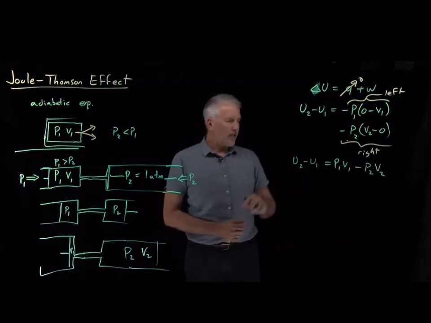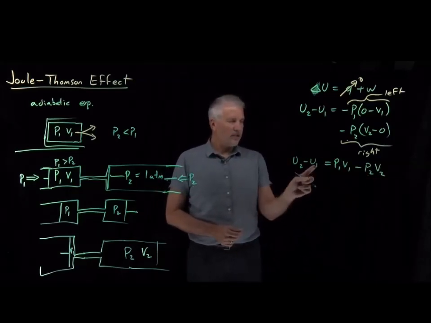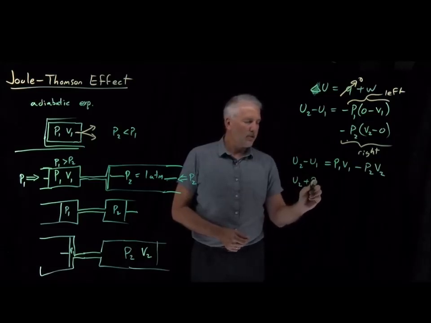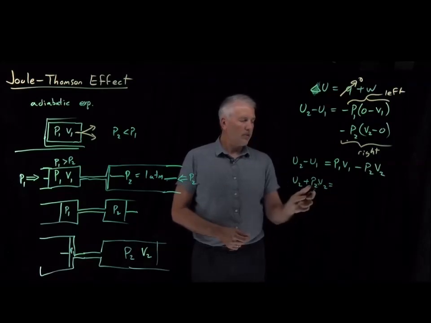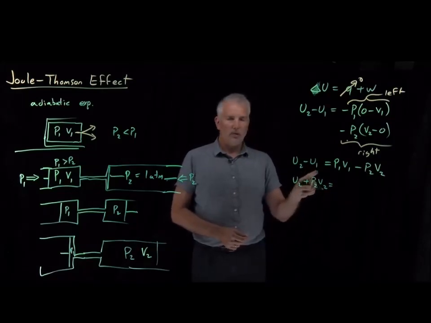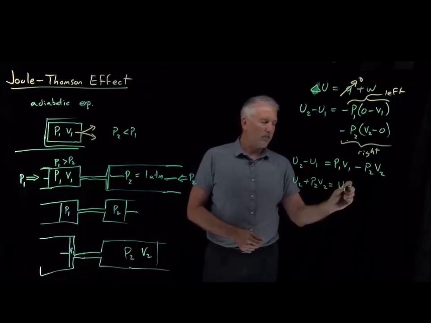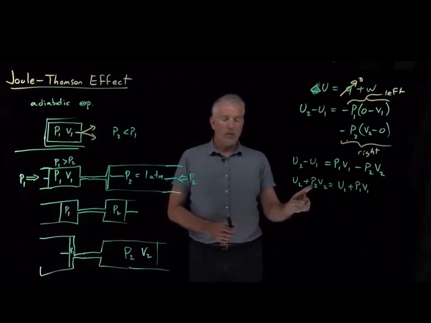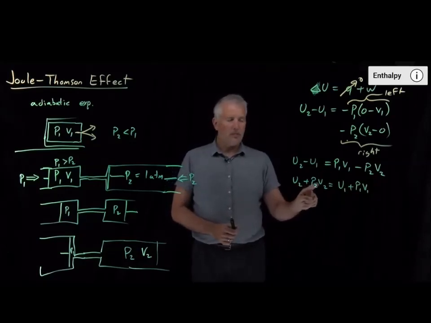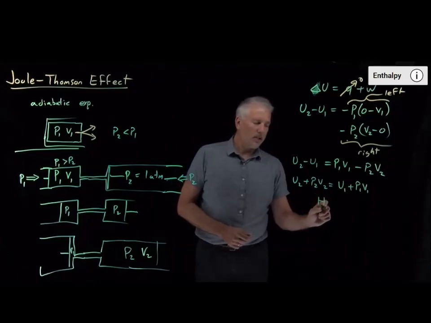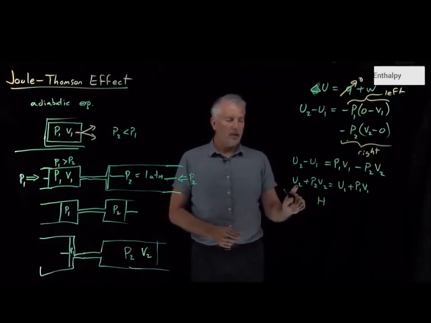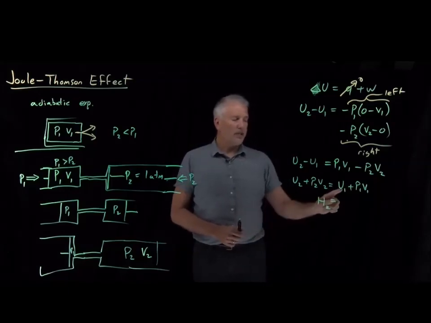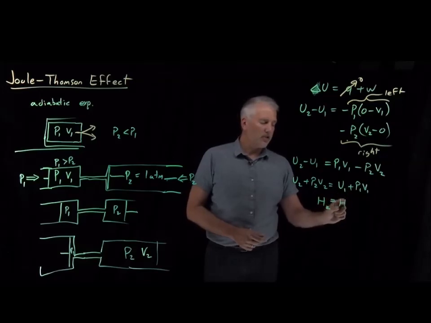If I rearrange that equation just a little bit to get the 2's over to the left-hand side and the 1's over to the right-hand side, I see that U2 plus P2 V2, bringing these over to the other side. When I bring U1 over to the right side, it becomes positive, so I've got U1 plus P1 V1. And this quantity, U plus PV, we know another name for the internal energy plus the PV product. That's just equal to the enthalpy. So on the left side, I've got U plus PV at conditions 2, in other words, the enthalpy at the final conditions. And on the right side, I've got U plus PV at the initial conditions, or the enthalpy at the initial conditions.